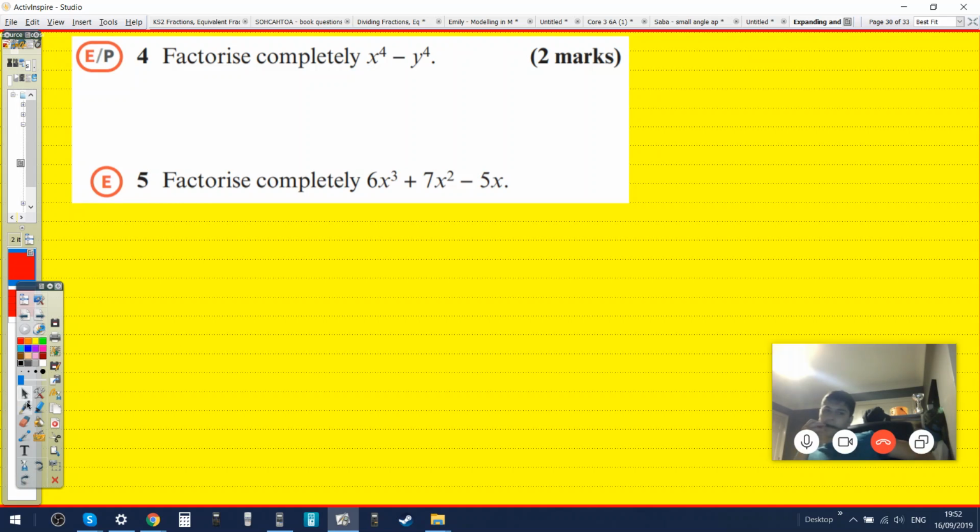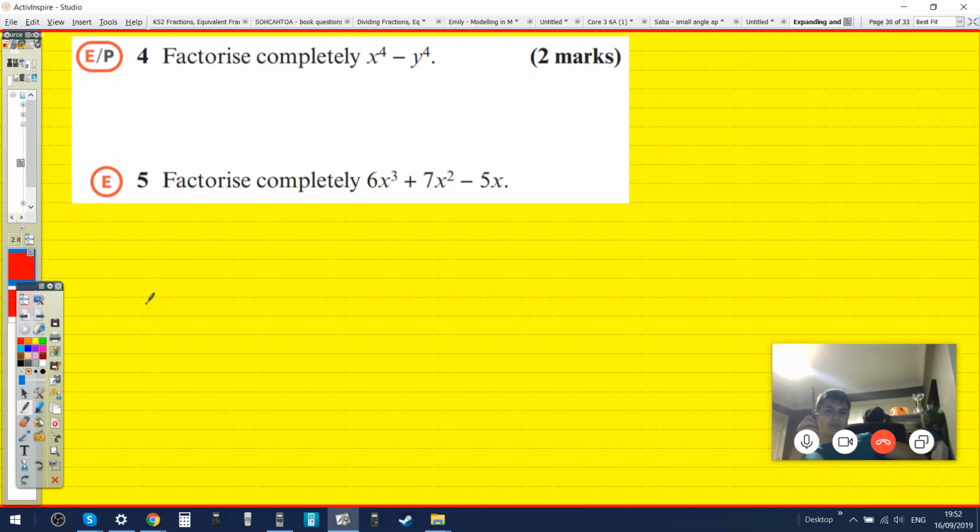Do I need to do like x to the 4 over 1 to the power of 1 minus y over 4 over 1 to the power of 1? Or, I don't know. Just similar to the one we just did with the 3x plus 2 and 3x minus 2, would it be like x plus y, x minus y?